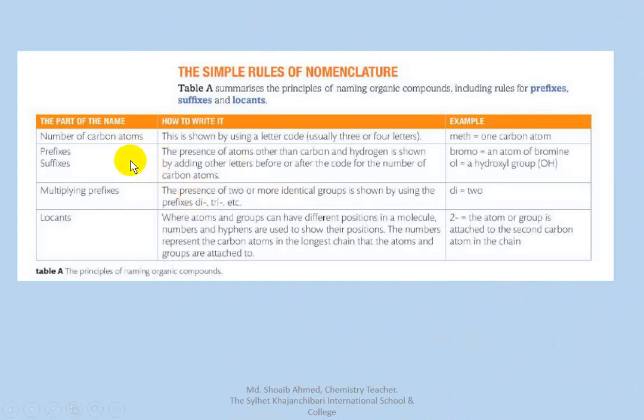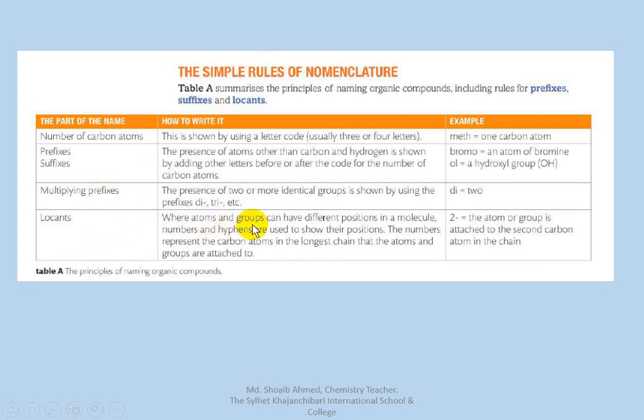At first we will check the number of carbon atoms. If 1 carbon atom, meth; 2 carbon atoms, eth; 3 carbon atoms, prop; 4 carbon atoms, but; 5, pent; 6, hex. And then we use prefix and suffix. Prefix is used when a suffix is used for the main compound. Prefix is for the branch. Multiplying prefixes: if 2 branches are present, we say di; 3 branches, tri.